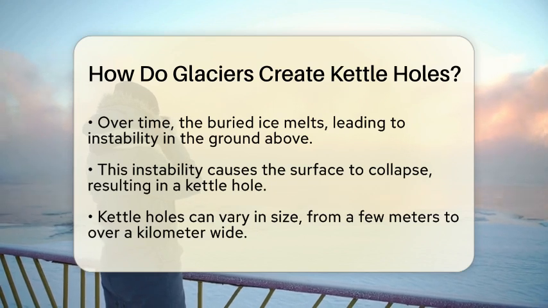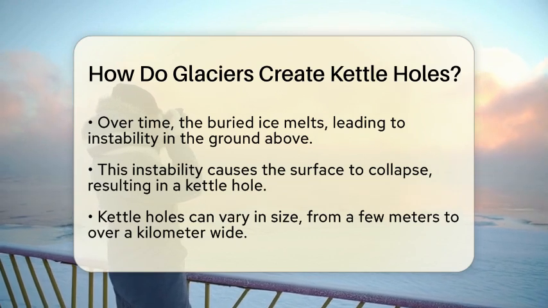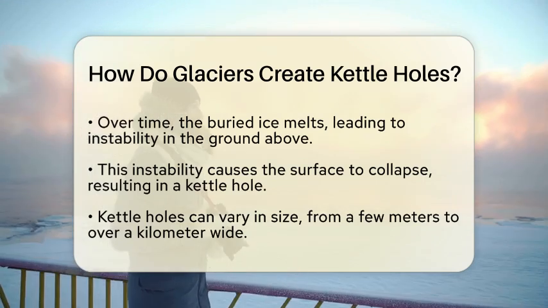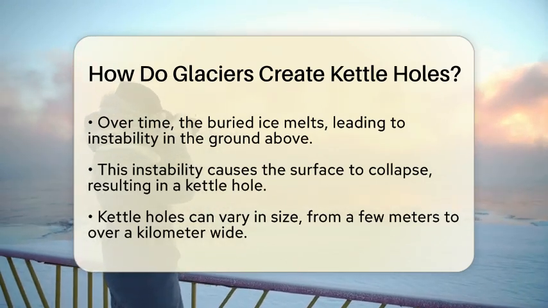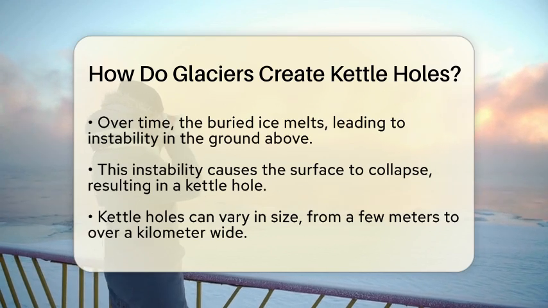These depressions can vary widely in size, from just a few meters to over a kilometer wide. Some can even be quite deep, exceeding 20 meters. Kettle holes are commonly found in outwash plains. These are flat areas formed by sediments carried and deposited by glacial meltwater.